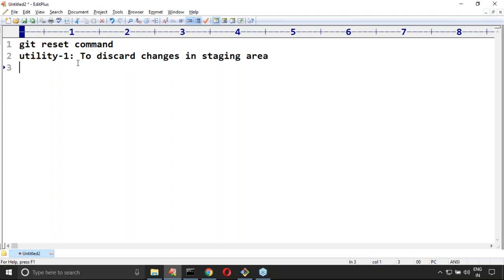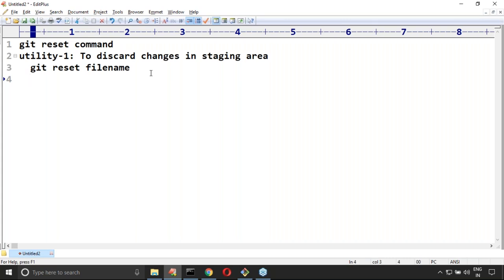Sir, I added some changes to the staging area, but I don't want to commit those changes. Can you please discard the changes that were added to the staging area? Then we use git reset with the file name specified.